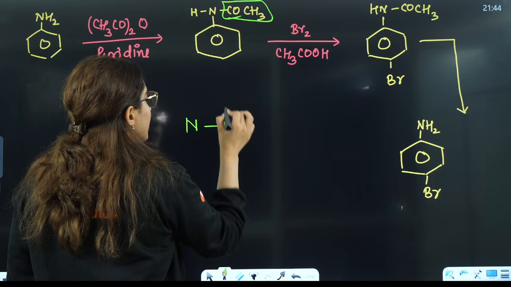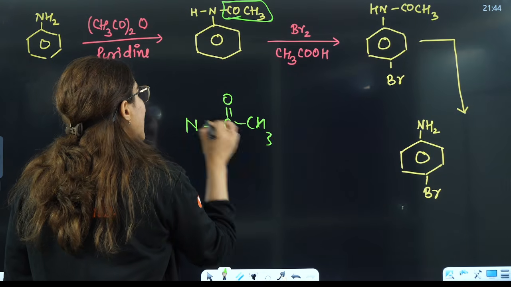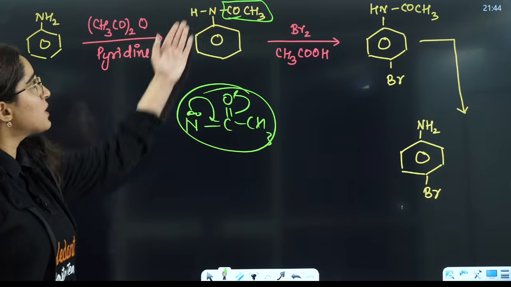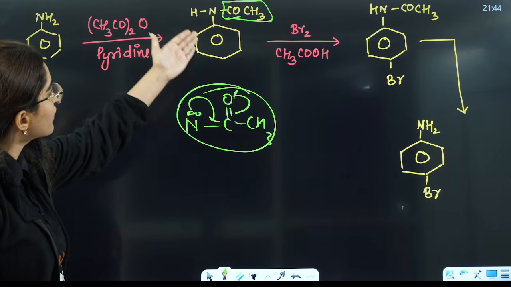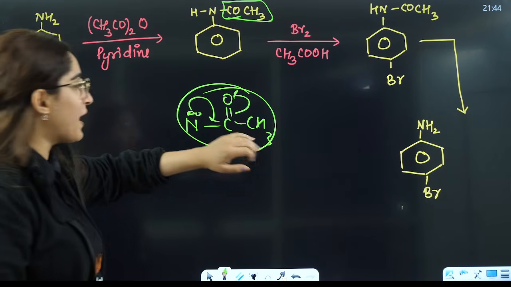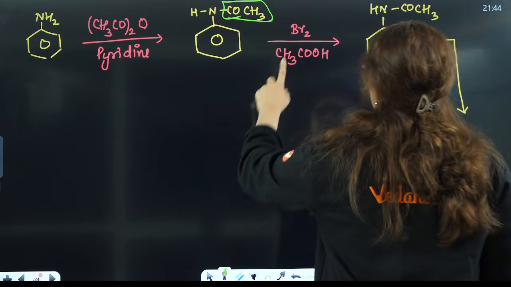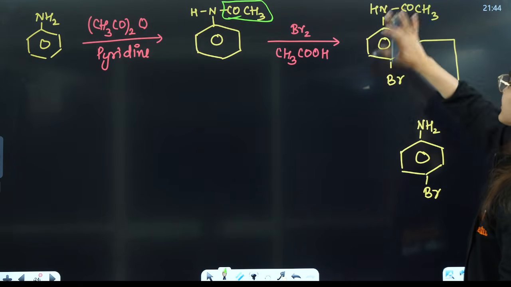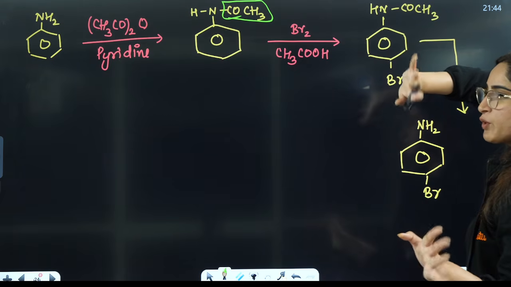Here what will happen? Now this nitrogen will be so busy in this conjugation that this will not have time to give electrons to this benzene, and that is why its reactivity will decrease, and hence only para product is formed. And after that, nitrogen COCH3 will be like, bye bye, I am going from your life.